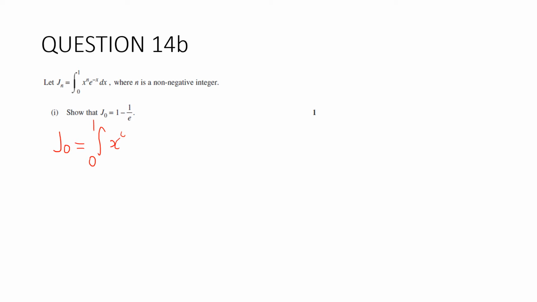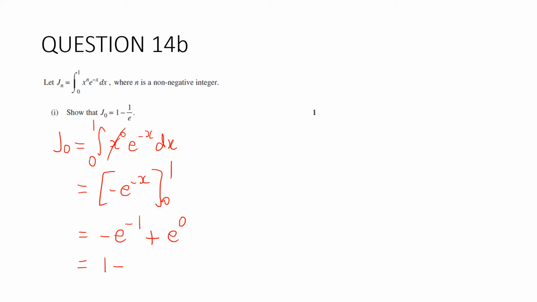This is x to the 0, e to the negative x dx, which is equal to, that's 1. And this integral is negative e to the negative x between 0 and 1, which is equal to negative e to the negative 1, take away negative e to the 0, which is 1 minus 1 on e.